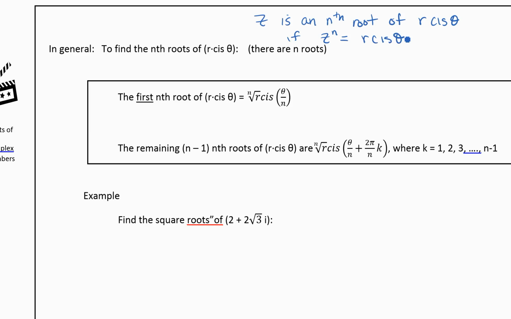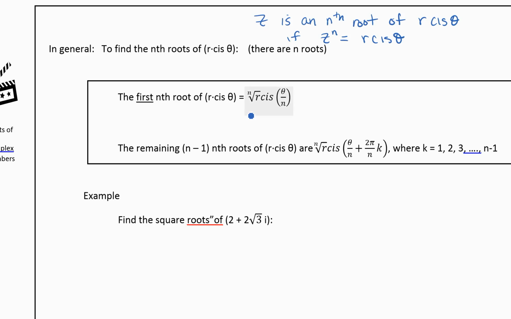Okay, so here's the crazy thing. When you're finding the nth root, whether that's the square roots or the cube roots or the fifth roots, there's going to be n of them. If we ask for the square roots, there'll be 2, which we're pretty used to. If we ask for cube roots, there'll actually be 3 of them. If we ask for the fifth roots, there'll be 5 of them.